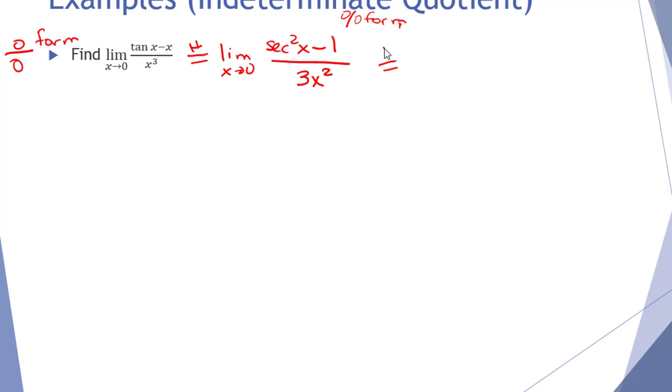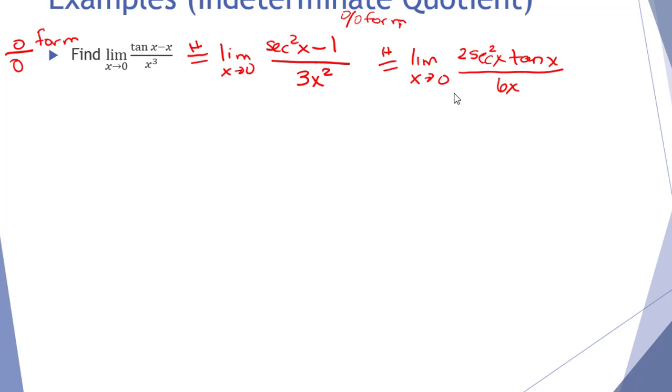So if we apply L'Hopital again, what we're going to get is the limit as x approaches 0, the derivative of secant squared x. Now that's chain rule. We got to drop the 2 down first. Don't touch the inside functions. That's 2 secant x to the power of 1 times the derivative of secant x. Now the derivative of secant x is secant x times tangent x. So I'm going to get another secant x, so that's why this is going to change to a squared, and then times tangent x, minus the derivative of 1, which is 0, divided by the derivative of 3x squared, which is going to give me 6x.